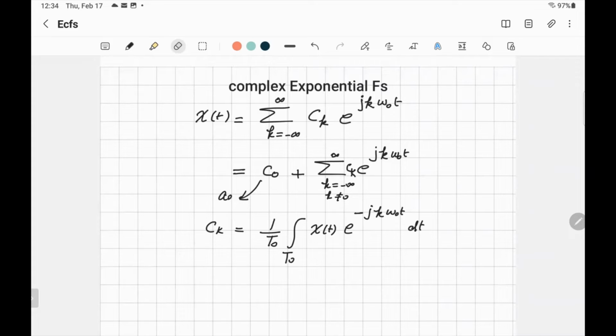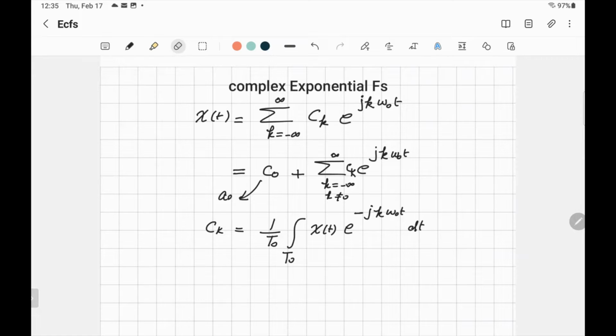And it makes sense because when we did the trigonometric Fourier series before, we had a_n cosine plus b_n sine. We can prove it using Euler's identity, that e to the power of j theta is equal to cosine theta plus j sine theta, if you remember that. In the end, they found that it can be expressed in one formula like that using the exponential function.